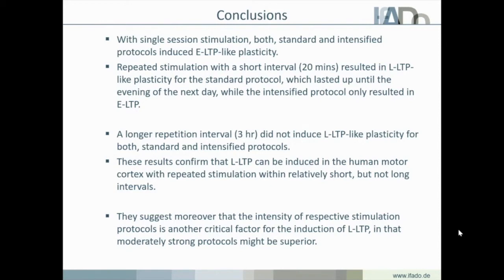With a shorter interval, you can induce late phase plasticity, but with a longer interval, late phase plasticity induction is almost not possible.